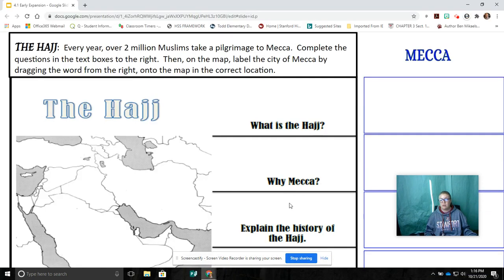So I hope everybody understands a little bit more about the early expansion of the Islamic empires.